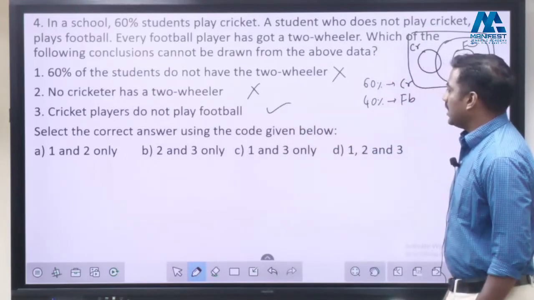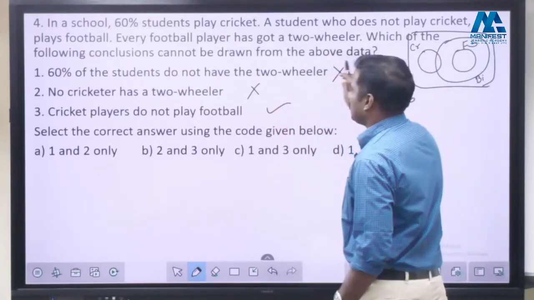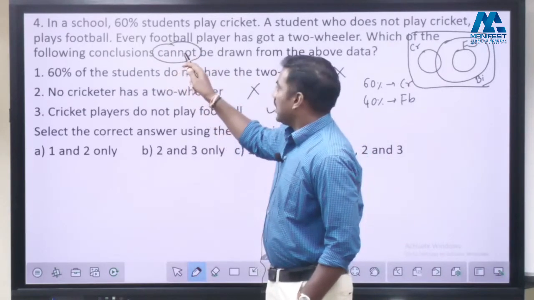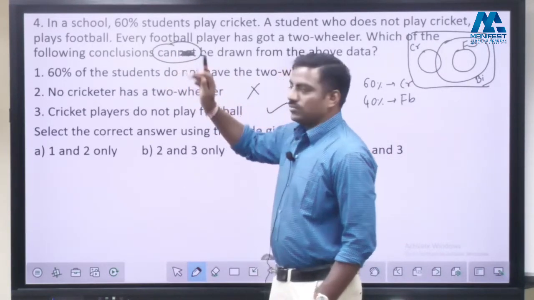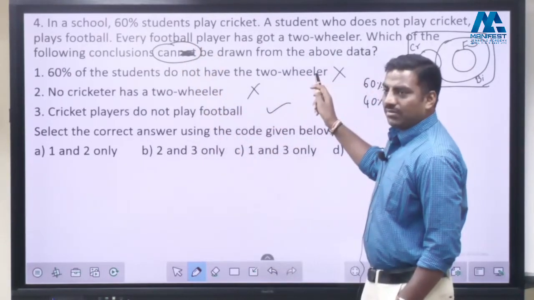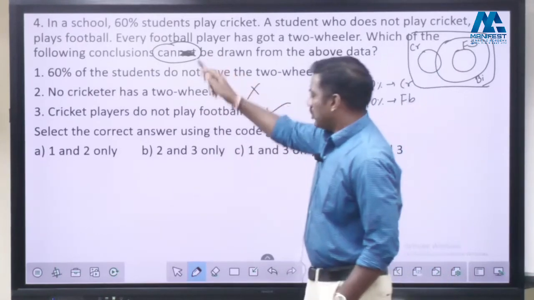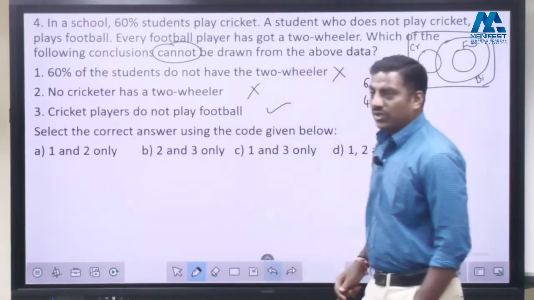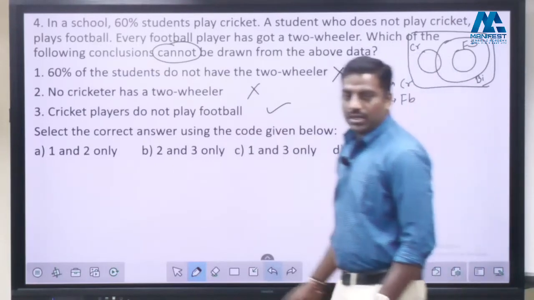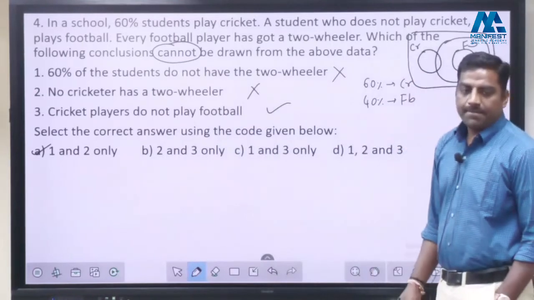So what are they asking? Always we fall into this trap. Cannot. But I have told you, whenever 'not' has come, try to keep your hand on that and mark 'can be'. This can be? No. This can be? No. This can be? Yes. Now remove this one, and go for only the wrong statements. 1 and 2 only are the wrong statements.